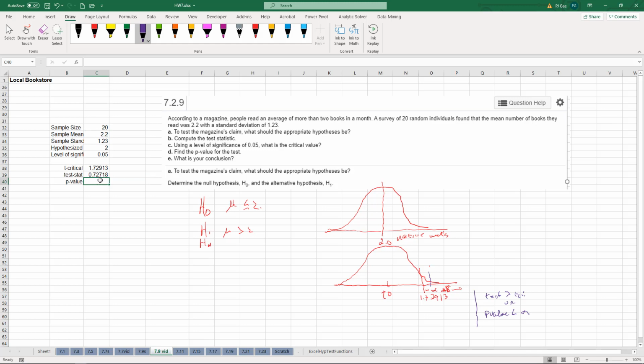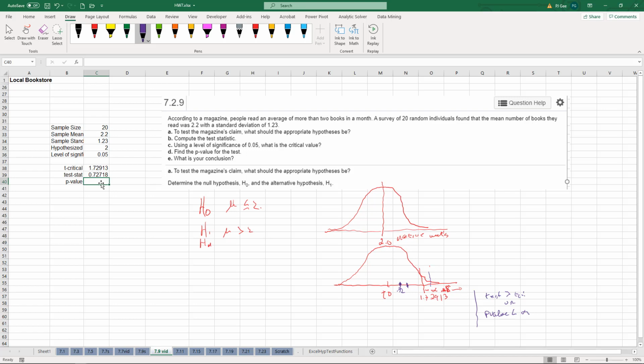Okay, so notice you can already see what's happening here. Our test statistic didn't make it. So it's inside here. Let's call this 1.7. Let's call this 1. And we're down at 0.72, maybe right here, something like that. So clearly we didn't break through the threshold. We didn't get more extreme.